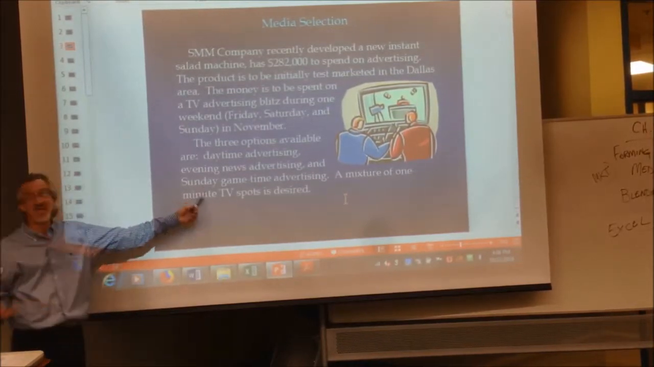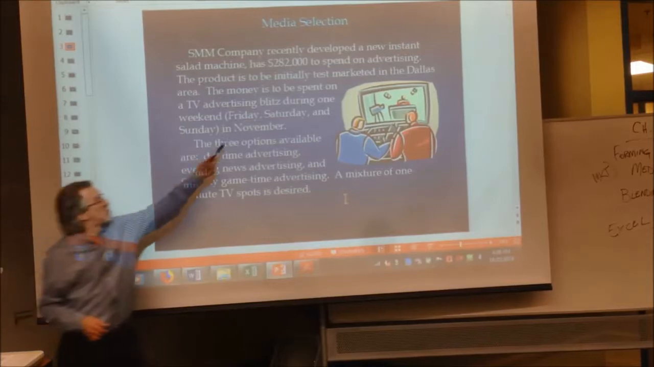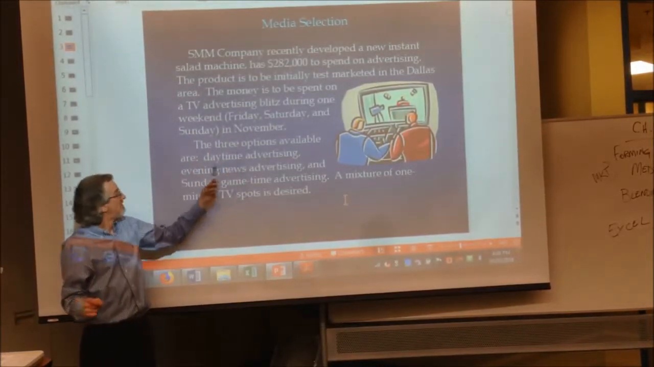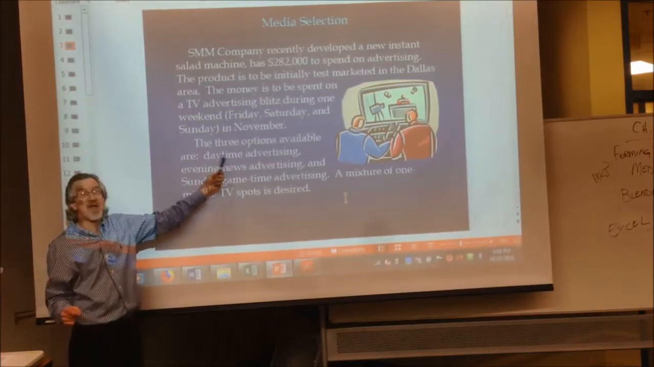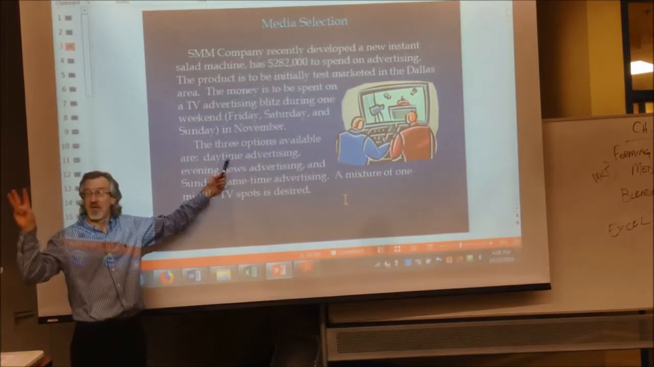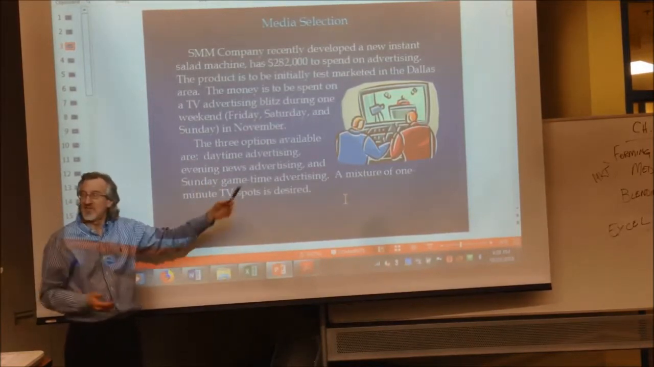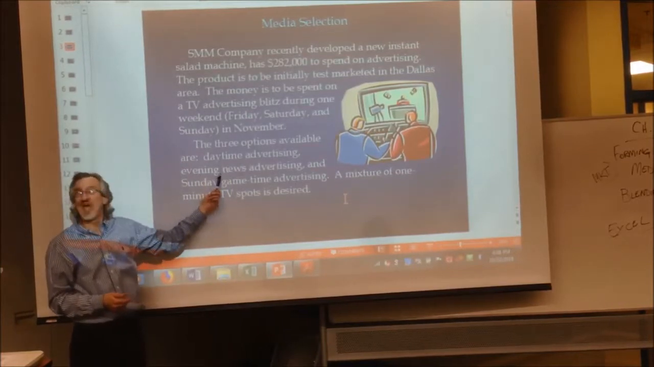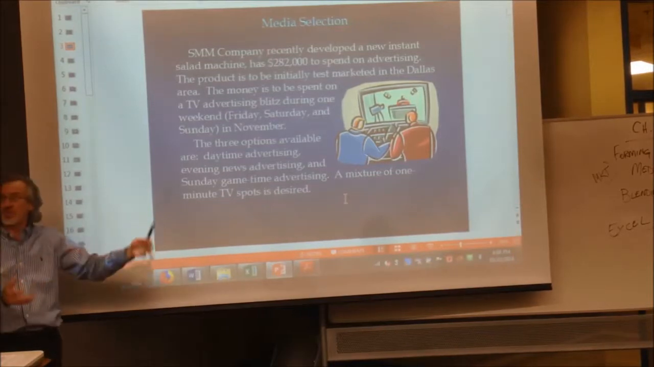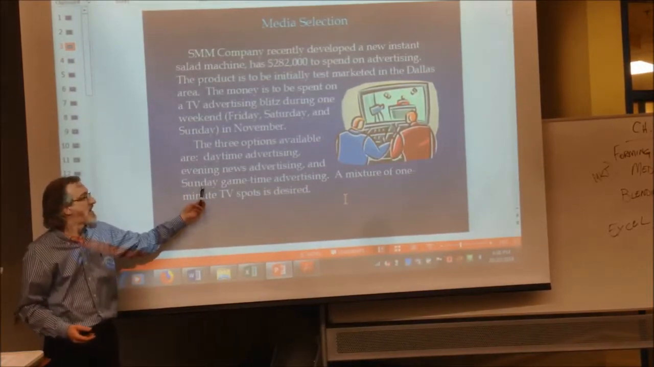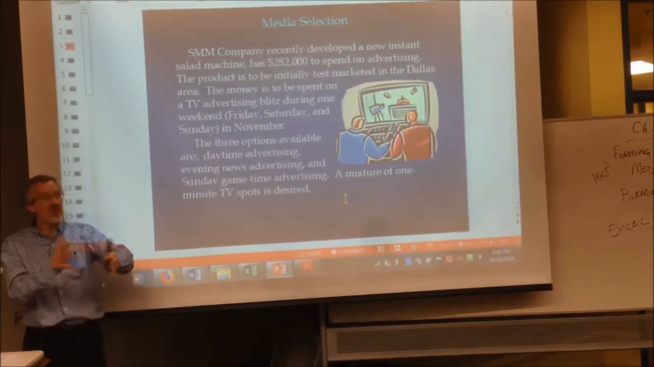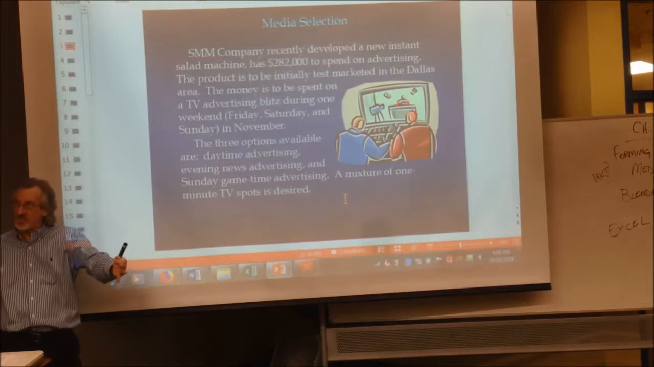Here's an example one for media selection for marketing majors. You're told Friday, Saturday, Sunday. Here's 3 options available. There is daytime advertising on each of the 3 days, Friday, Saturday, and Sunday. So there's 3 options that you have to decide if you're going to use or not. Evening news advertising each day: Friday evening news, Saturday evening news, Sunday evening news. So there's 3 options there. And then Sunday game time. That's just on one day. You have to decide if you're going to use that. So there's all the advertising options in front of you that you could use.